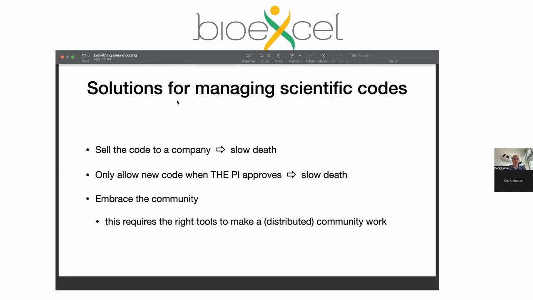But the third solution is to embrace the community, as we have tried to do with Gromacs. For this, you need the right tools to make a distributed community work, but then you can have many developers contribute. Of course, the issues are still there about deciding what should go in and what should not. That's still a problem, but at least if you have a community, you can distribute this, you get more input, and you have more distributed responsibility, so that makes things scalable. I'll get back to some of the directions for Gromacs related to this towards the end of the talk.